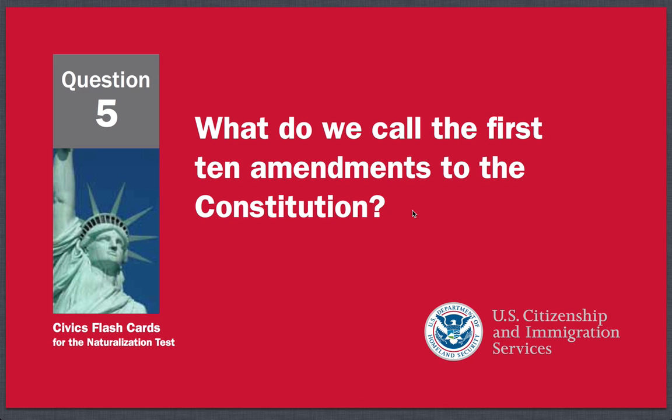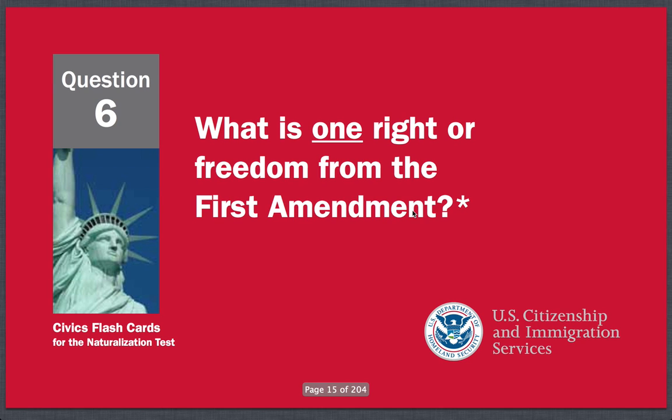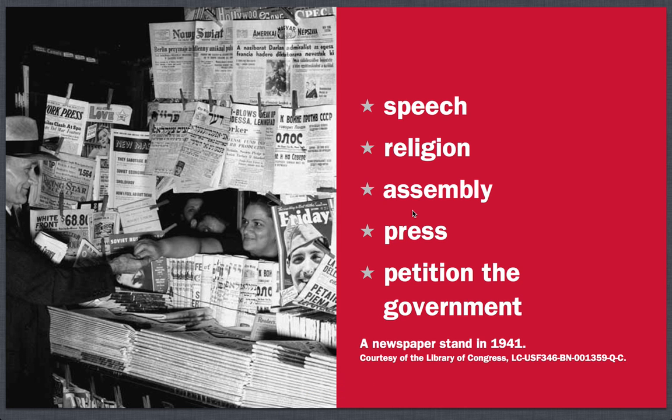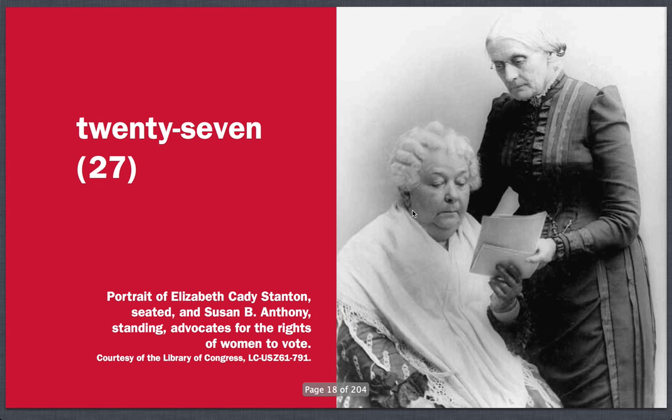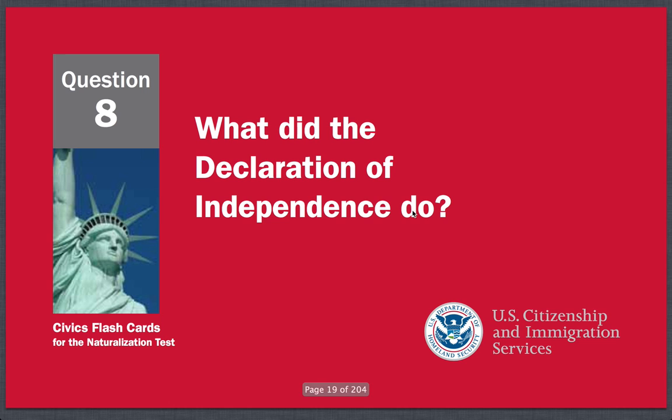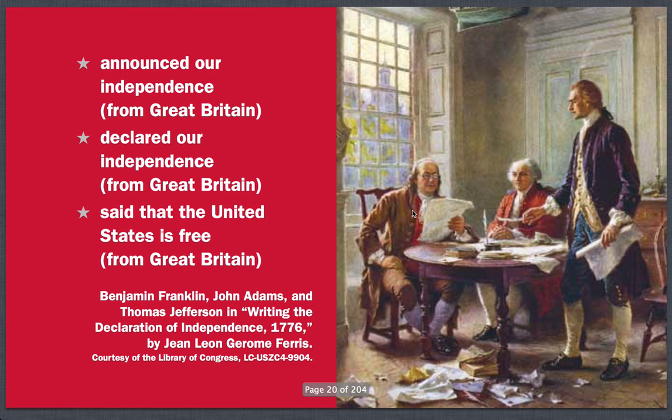What do we call the first 10 amendments of the Constitution? The Bill of Rights. What is one right or freedom from the First Amendment? The freedom of speech, freedom of assembly, freedom of the press, petition the government, and religion. How many amendments does the Constitution have? 27.